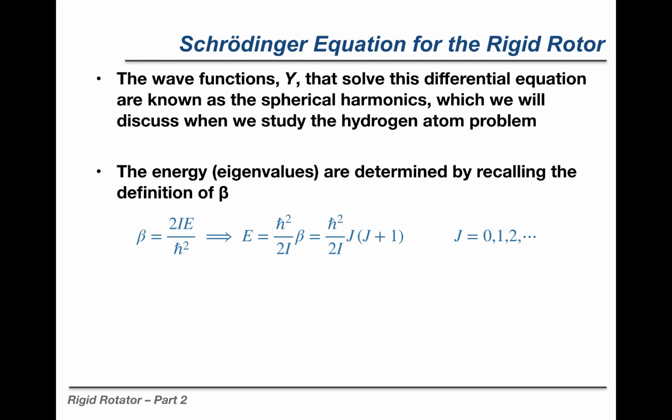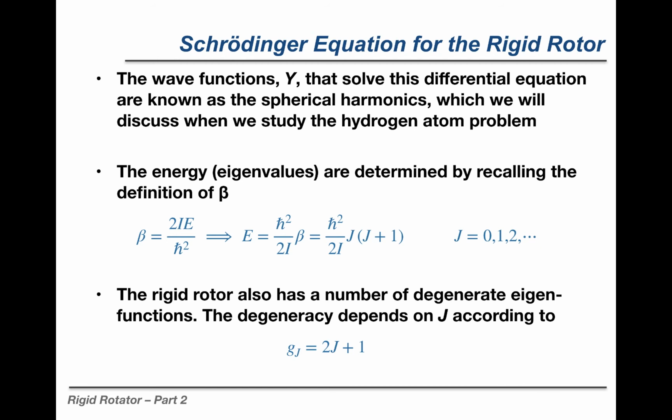The eigenvalues can be found by going back to our original definition of beta, rearranging terms so that the energy E is written now in terms of beta, and then substituting j times j plus 1 for beta, remembering that j, the quantum number, has to be equal to 0, 1, 2, or some other integer greater than or equal to 0. And so now we see that the energy is quantized.